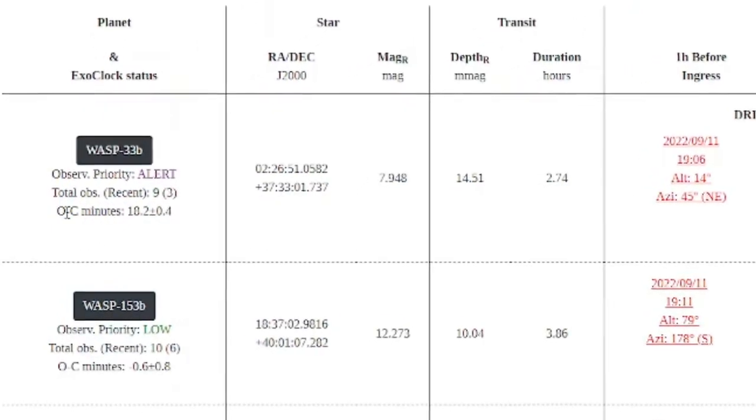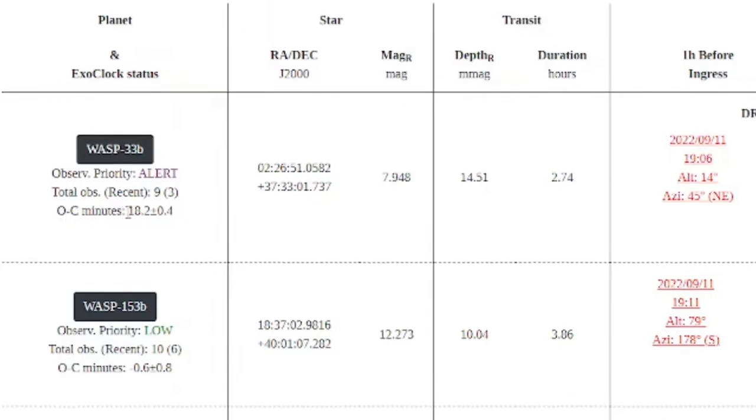This then tells you how much they think the observation is out compared to the published data. So you get the position here, the RA and the Dec. You get the magnitude. You get the depth of the transit in millimags, and then how long it is in transit for.